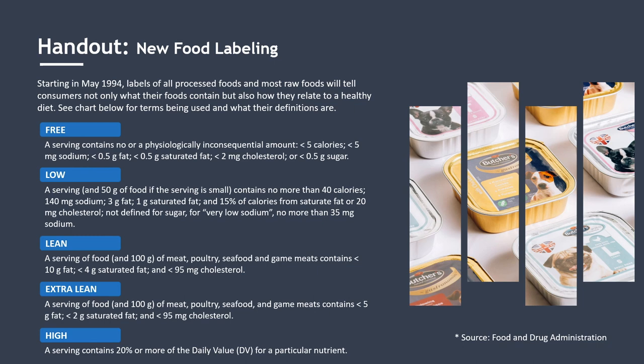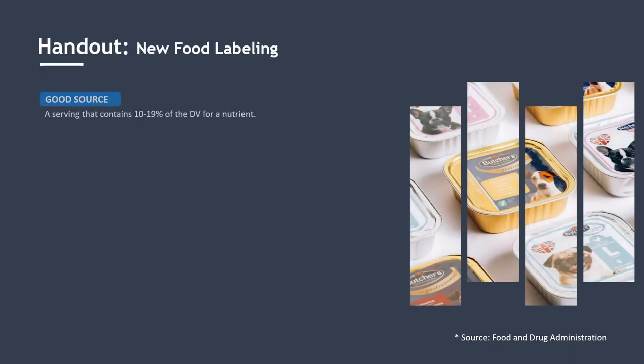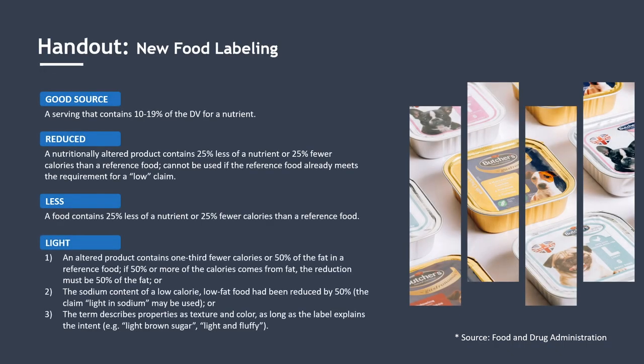High. A serving contains 20% or more of the daily value for a particular nutrient. Good source. A serving that contains 10 to 19% of the daily value for a nutrient. Reduced. A nutritionally altered product contains 25% less of a nutrient or 25% fewer calories than a reference food. Cannot be used if the reference food already meets the requirement for a low claim. Less. A food contains 25% less of a nutrient or 25% fewer calories than a reference food.